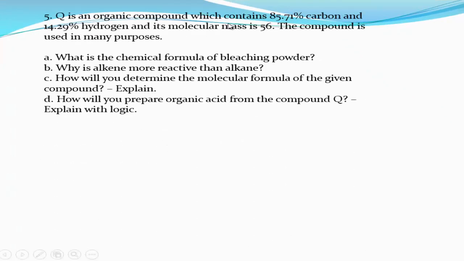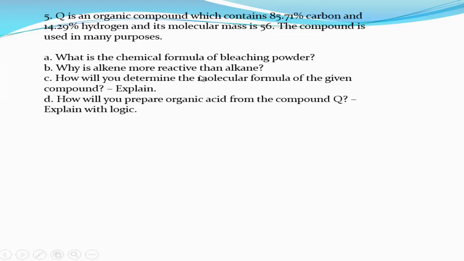Now Q is an organic compound which contains 85.71% carbon and 14.29% hydrogen, and its molecular mass is 56. The compound is used for many purposes. What is the chemical formula of bleaching powder? You know that the chemical formula of bleaching powder is Ca(OCl)Cl, that means calcium chlorohypochlorite. Also this is present in the last chapter of your chemistry book, the formula of bleaching powder.